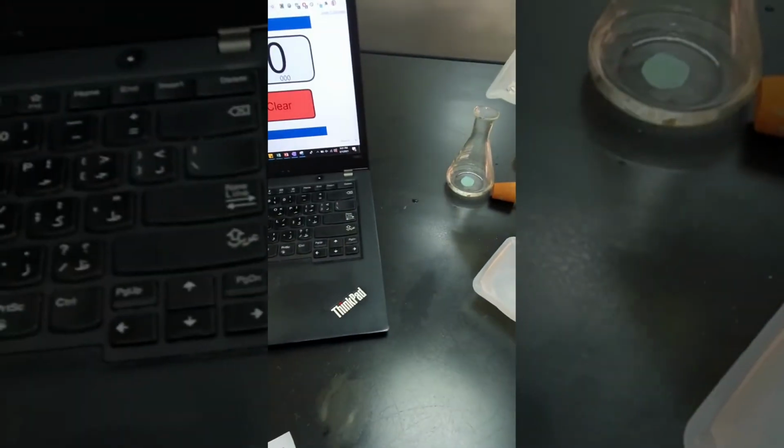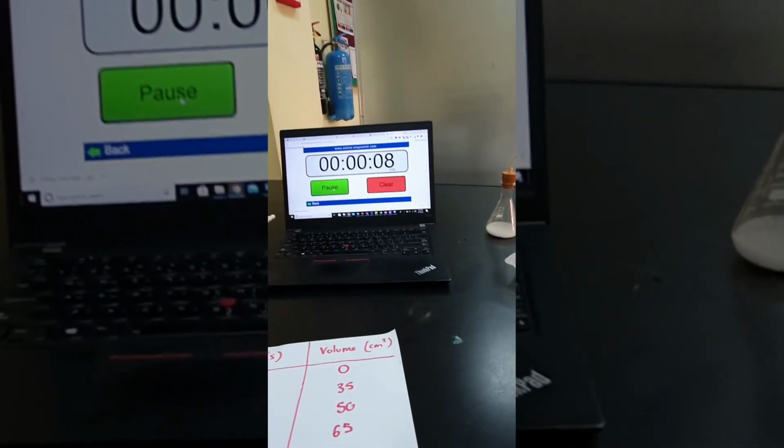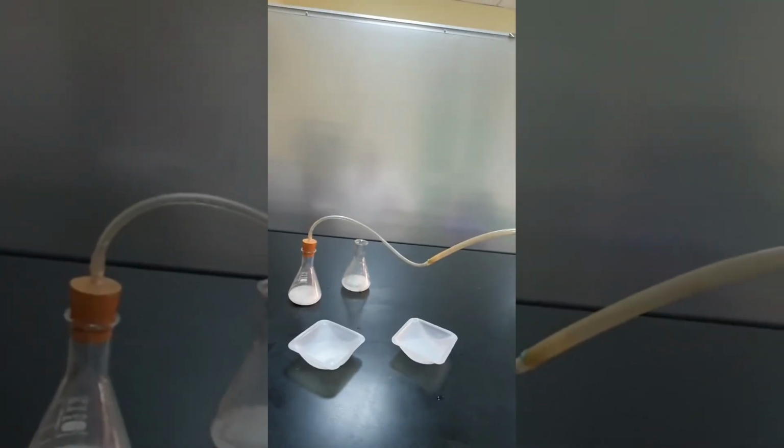0.5 molar here, ready to go. So, calcium carbonate in, bung in, start stopwatch. Of course, it starts at 0 volume collected at 0 seconds. And by the time it gets to 10 seconds, it was at 5 centimeters cubed produced.